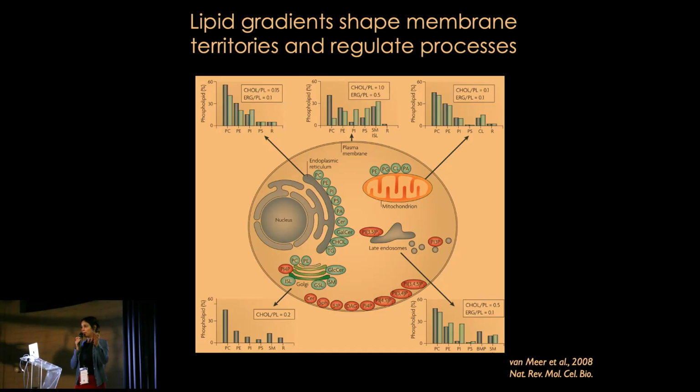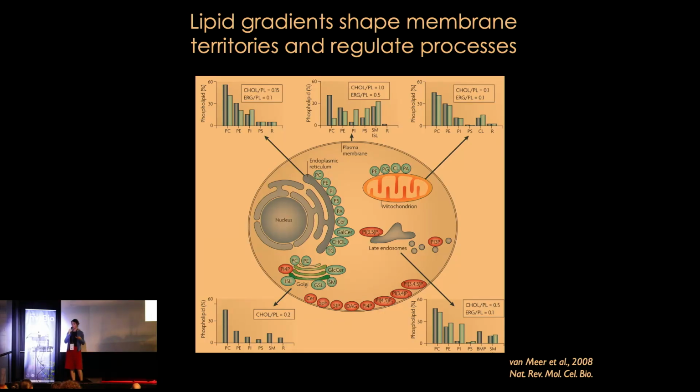you have lipids trafficking through vesicular or non-vesicular traffic through lipid transfer proteins to establish lipid gradients. So not all organelles have the same lipid composition, and this is very important to actually set membrane territories within the cell, with one membrane having different properties, like electrostatic properties, to another organelle, and that regulates many cellular processes. So internal lipid gradients.